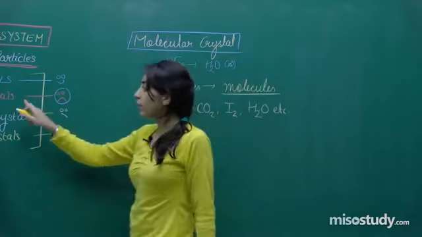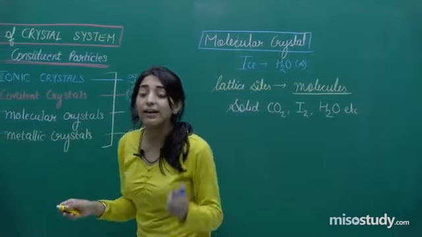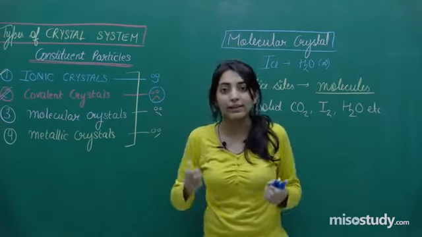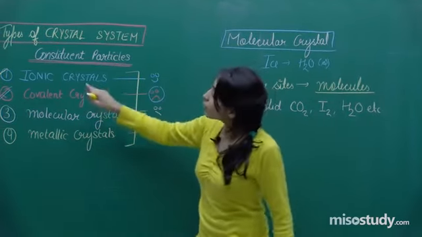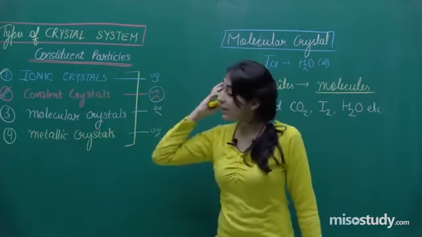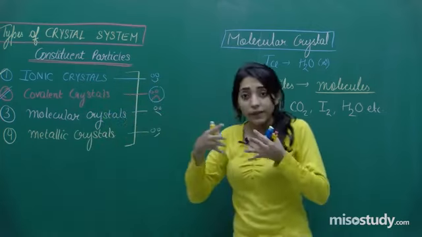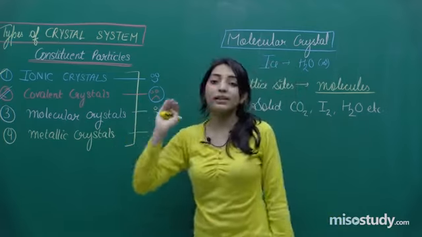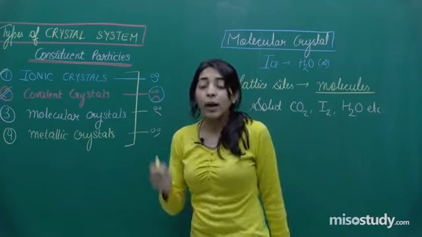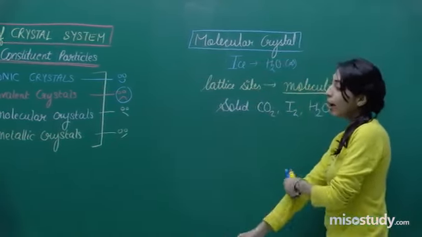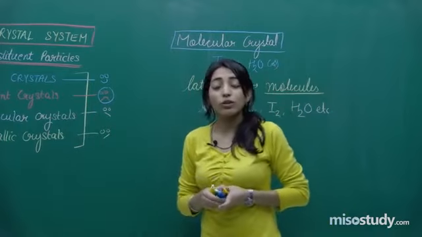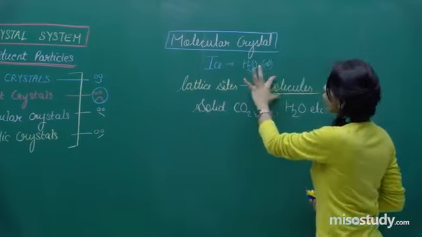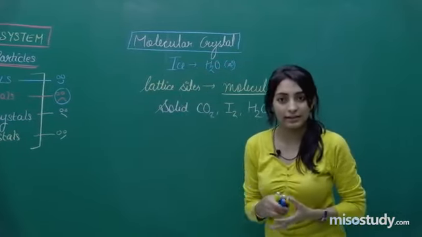When I was talking about covalent crystals, I said that there are covalent bonds which are holding the atoms together in the crystal, right? When I was talking about ionic crystals, I said that there will be ionic bonds or electrostatic forces of attraction which will be holding the cation and the anion together. But now when I am talking about molecular crystals, I need to figure out what the forces of attraction are which hold the molecules together at the lattice site.